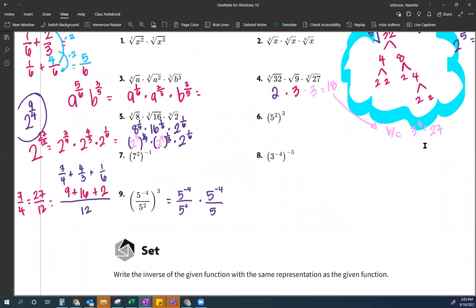Now, somebody maybe is thinking, oh, but Ms. Johnson, I could kind of distribute that. Okay, as long as you don't make any mistakes, but make sure that you always go back to the definition. You know what that means. So along the bottom, that makes sense. 5 squared, 5 squared, 5 squared. I know what that's going to be. That's just going to be a 5 to the 6th on the bottom, right?